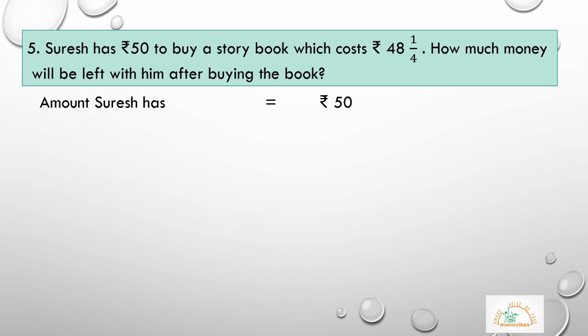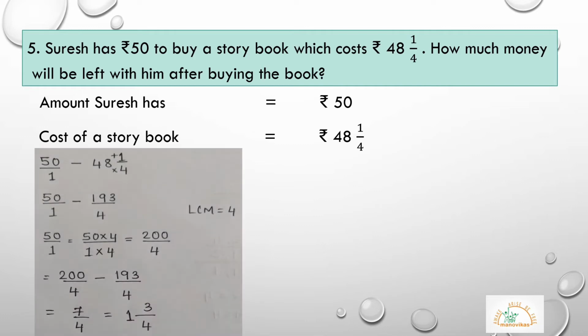Amount Suresh has is equal to rupees 50. Cost of a storybook is equal to rupees 48 1/4. So here 50 minus 48 1/4. Now 48 1/4 we have to convert into an improper fraction. So 50 upon 1 minus, you get 193 upon 4. Once you convert 48 1/4, you get 193 upon 4.